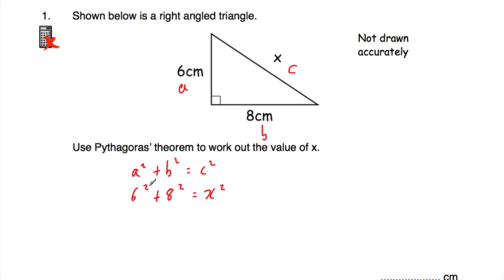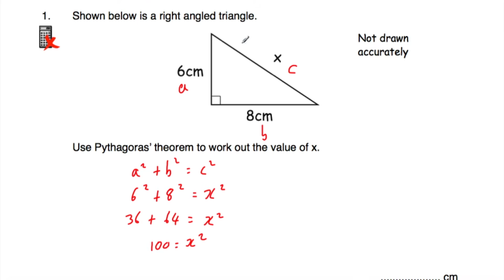Now it's a non-calculator question, so we need to work these out. 6 squared means 6 multiplied by itself. 6 times 6 is 36, so we've got 36 plus 8 squared, which is 8 times 8, and 8 times 8 is 64, so plus 64 equals x squared. We know that the length of the side squared is what we get when we do 36 plus 64. 36 plus 64 is 100, so that's 100 equals x squared.